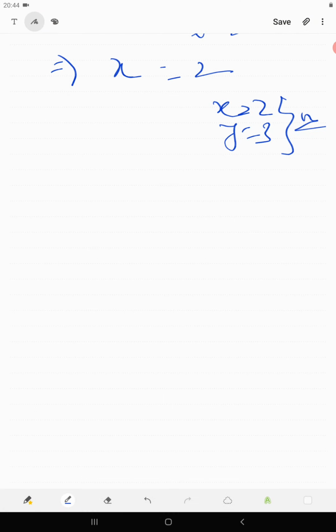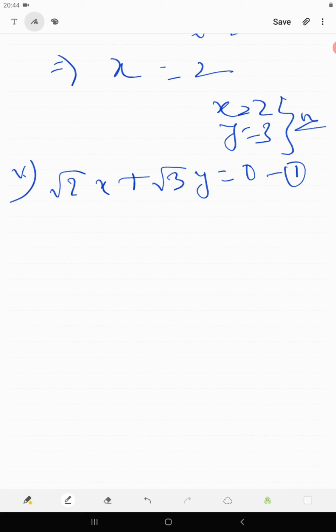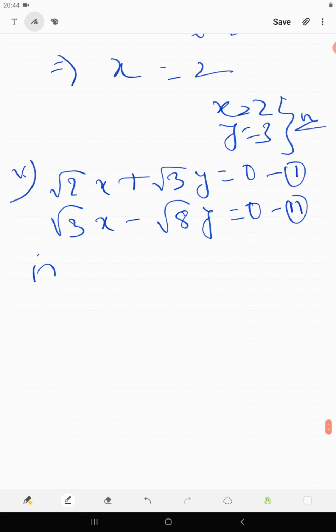Okay, let's move on and do the problem 5th. So 5th problem is root 2x plus root 3y equals to 0. This is the first equation. And second equation is root 3x minus root 8y equals to 0. This is equation 2.